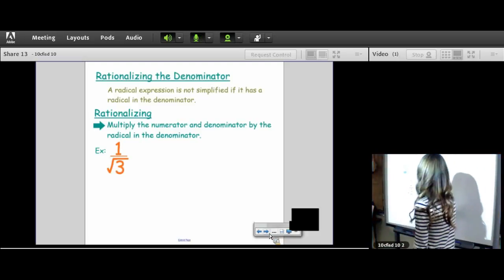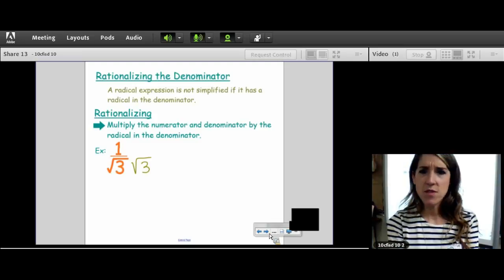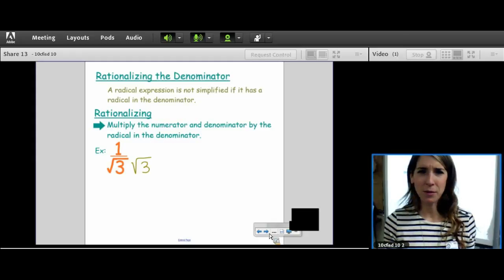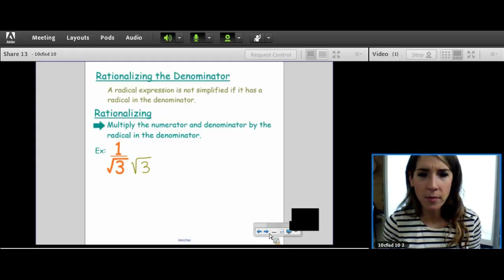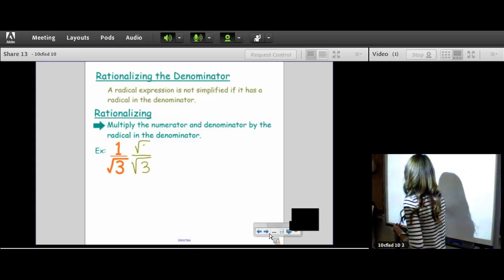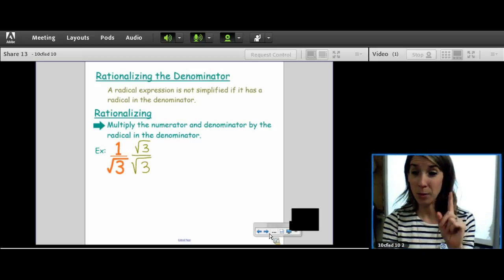Well, I know how to turn that into something that's not a radical. Square root 3 times square root 3. Wouldn't that do it? Now, the problem is you're not allowed to change the number. If I just multiply the denominator with square root 3, I've completely changed the problem. So what we need to do is multiply the top and the bottom by square root 3. That is a really fancy number 1.